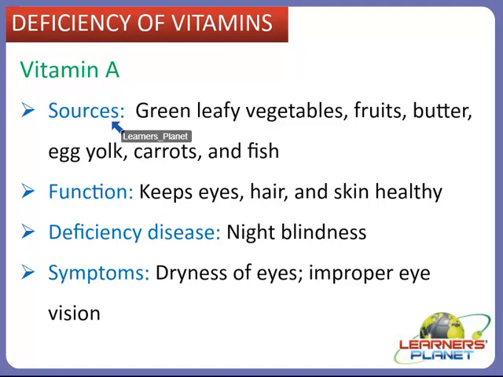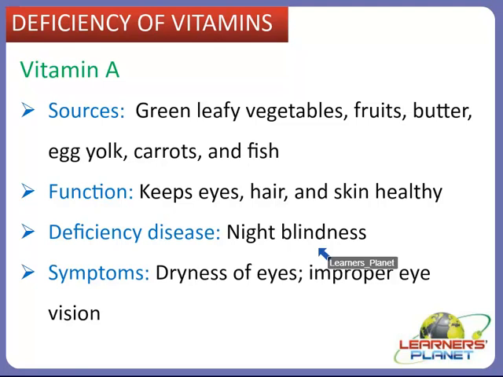The sources of vitamin A, that means the components of food from which we can get vitamin A, are green leafy vegetables, fruits, butter, egg yolk, carrots and fish, right? And the function of vitamin A is that it keeps our eyes, hair and skin in a proper and healthy condition. If vitamin A is lacking in our diet, then the deficiency disease which can be caused is night blindness, meaning we cannot see. It is a problem of the eye, right?